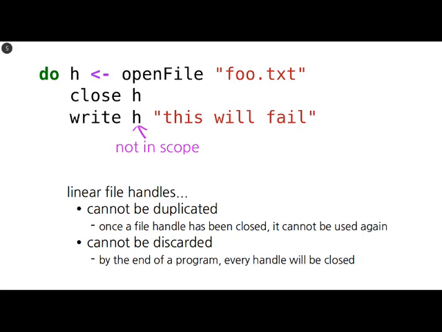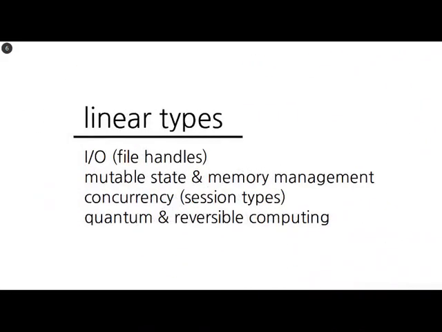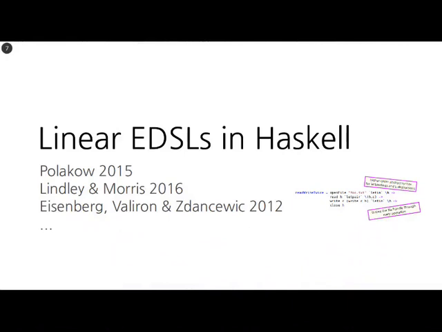And so, for the past 30 years, linear types have proved to be the right abstraction for a lot of different kinds of effects. Things like I/O, things like mutable state, concurrency, things like quantum or reversible computing. I'm going to focus on I/O in this presentation. And I want these features in Haskell. And so today I'm going to be focusing on an embedding of linear domain-specific languages in Haskell.